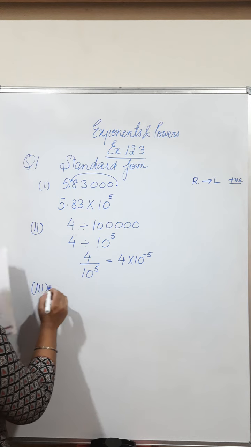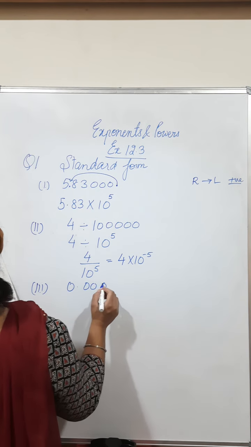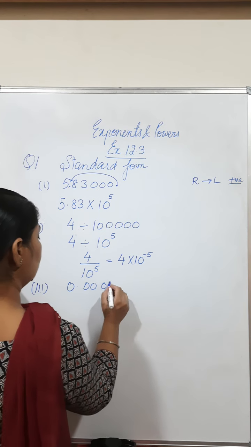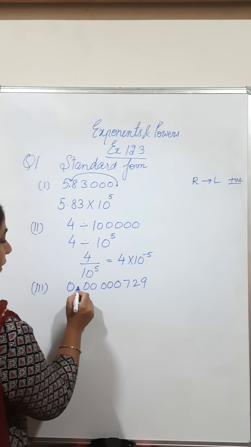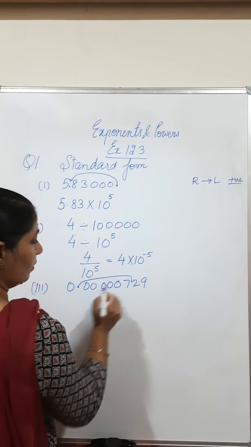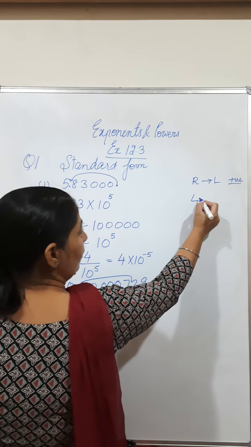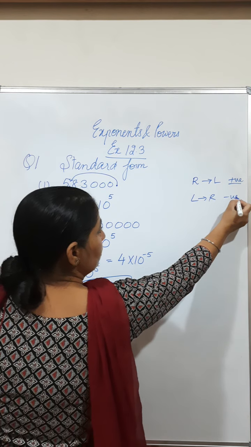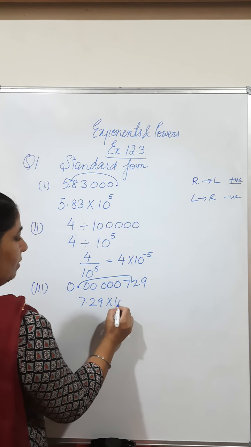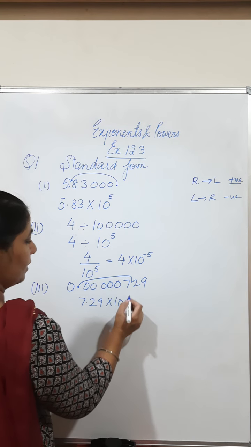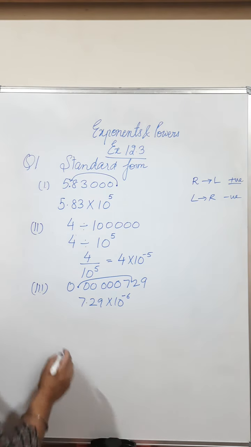Similarly, in the third question beta, it is 0.0005, 1, 2, 3, 4, 5 zeros, 7 to 9. Now you are shifting your decimal from here to here. So there are 1, 2, 3, 4, 5 and 6 digits. So now you are going from left to right. So you will put the negative power. So it will be 7.29 into 10 raised to power 1, 2, 3, 4, 5, 6. It is 10 raised to power minus 6. Hope you are clear with this.